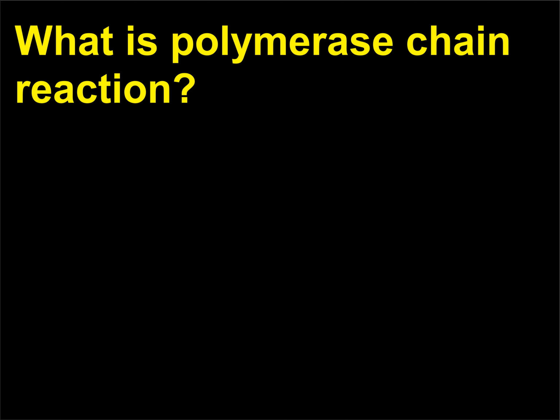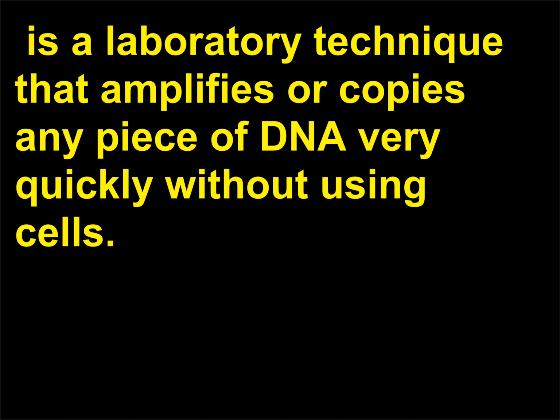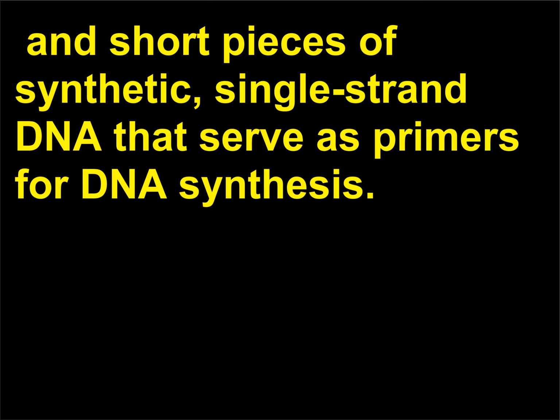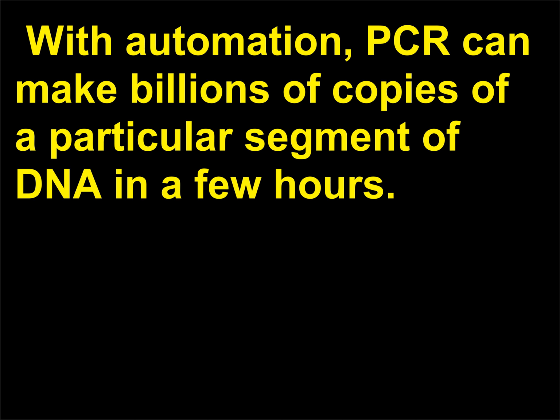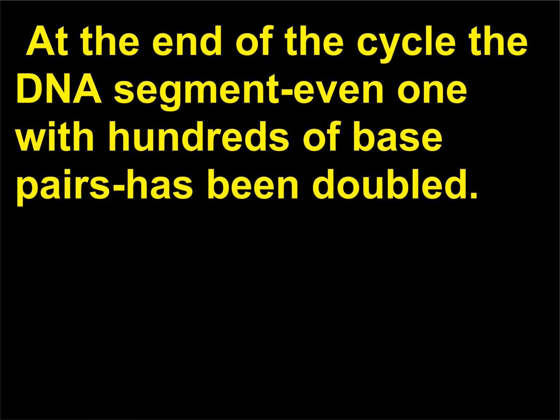What is polymerase chain reaction? Polymerase chain reaction, or PCR, is a laboratory technique that amplifies or copies any piece of DNA very quickly without using cells. The DNA is incubated in a test tube with a special kind of DNA polymerase, a supply of nucleotides, and short pieces of synthetic, single-strand DNA that serve as primers for DNA synthesis. With automation, PCR can make billions of copies of a particular segment of DNA in a few hours. Each cycle of the PCR procedure takes only about 5 minutes. At the end of the cycle, the DNA segment, even one with hundreds of base pairs, has been doubled.